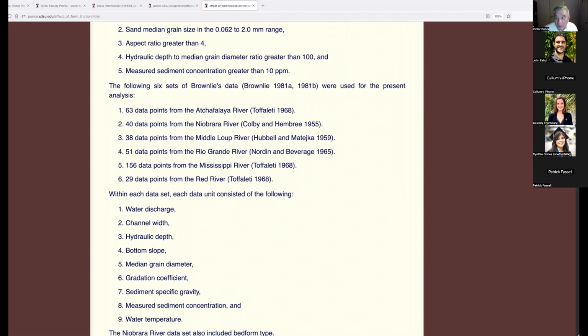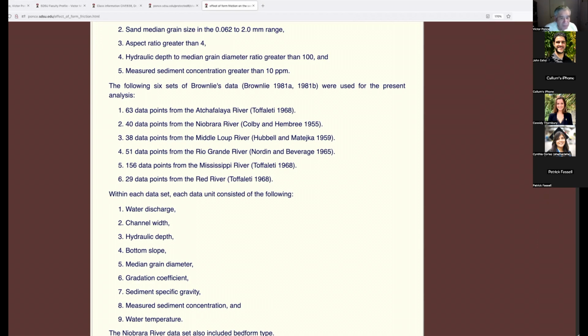Our next job next week is to look at the Colby and Hembree report, by the way, which is going to lead us to the main method of the whole course, which is the modified Einstein of Colby and Hembree. Then 38 data points from the Middle Loup River. Middle Loup River, I believe, is in Nebraska.